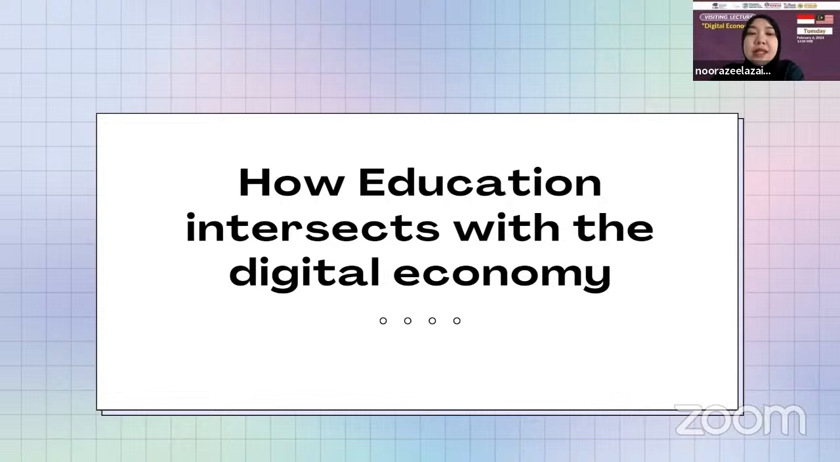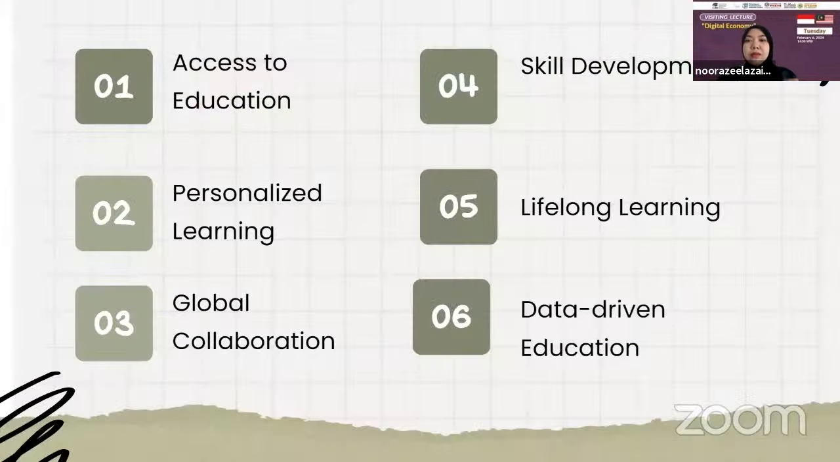So the next is how education intersects with the digital economy. So there are several aspects of how education intersects with the digital economy. The first one is the access to education.